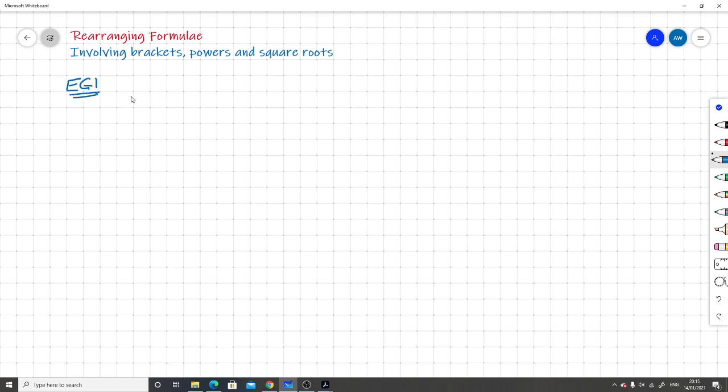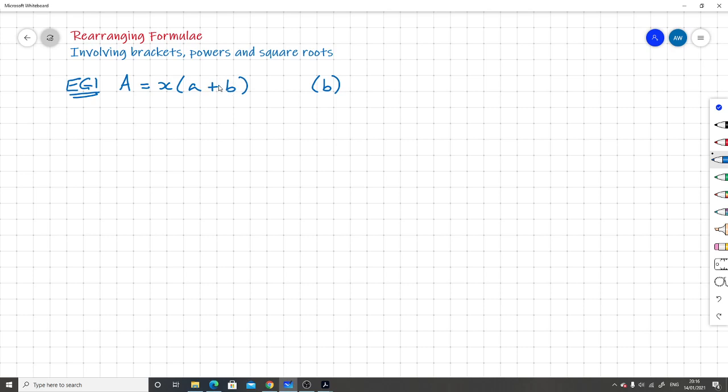we're going to look at this formula. It's a completely made up formula. This doesn't mean anything. It's just to illustrate the method I'm going to show you. So we've got a bracket involved this time. We didn't on the previous video. We've got A equals x times (a plus b) in brackets. And for this question I want to change the subject so that b is the subject.